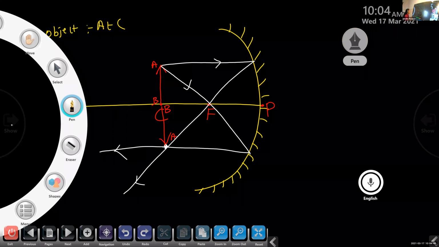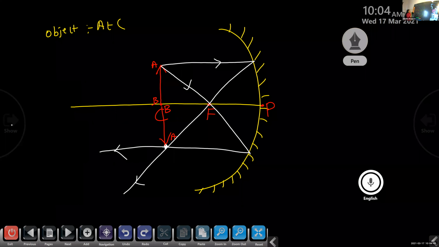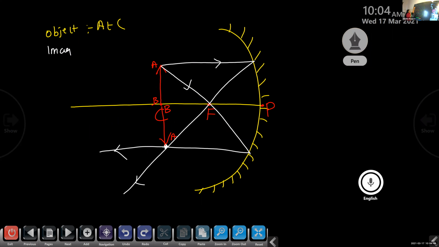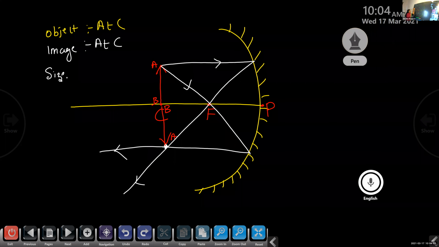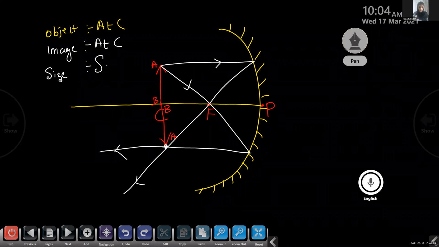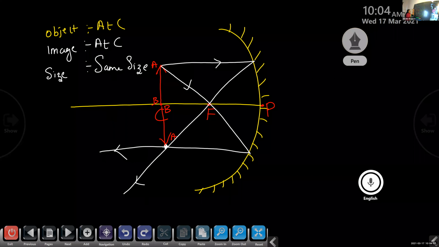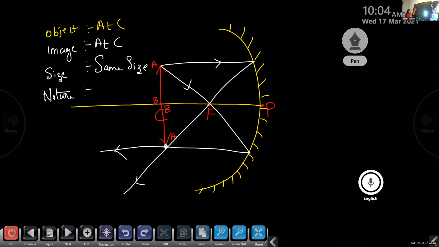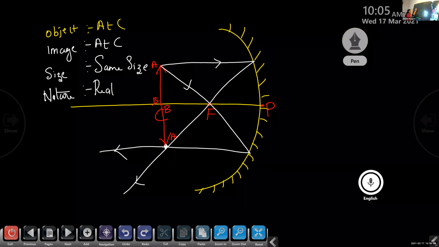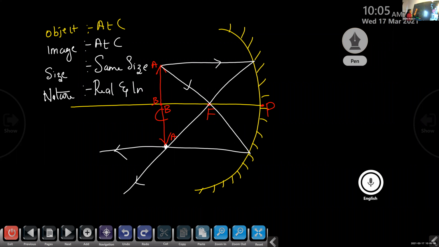So you have an idea where we get the image. In this case, we get the image at C itself. What about the size of the image? Same size. Very good. We get the same size. And what about the nature of the image formed? Yes, it is real and inverted.